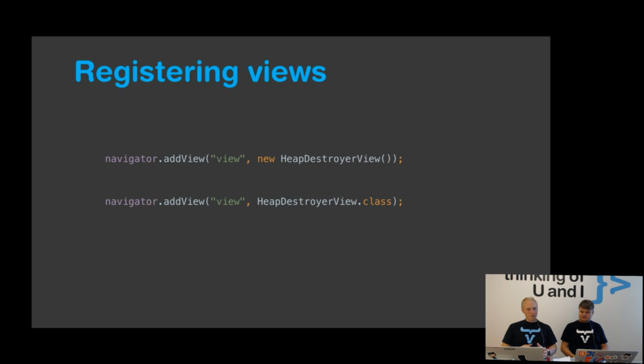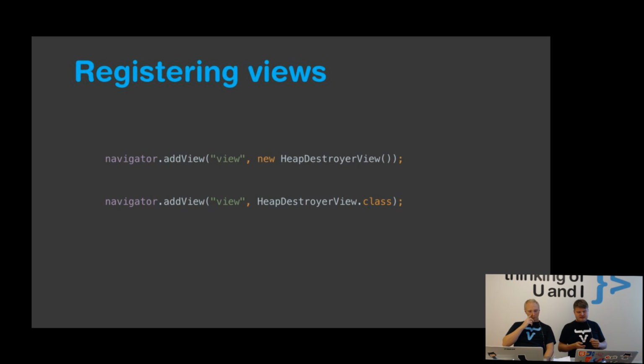Of course, the first one that takes in an instance means that the instance will get instantiated when the navigator gets created and the views are added. So if you have tens of views, they will all get instantiated at that point. And what makes it worse is that all of those views will be kept in memory, because the same instance needs to be returned every time we come back to that view.